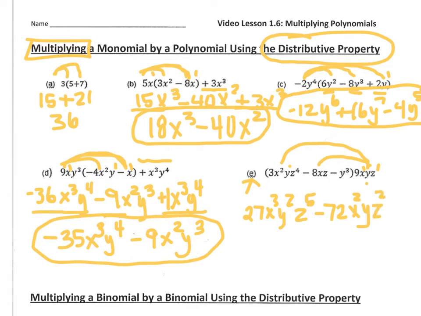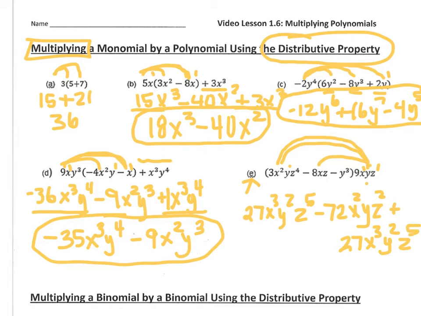And lastly, I'm going to multiply 9xyz times 3x squared yz to the fourth. So I end up with 9 times 3, which is positive 27. X to the first times x squared is x to the third. Y to the first times y to the first is y squared. And z to the first times z to the fourth is z to the fifth.